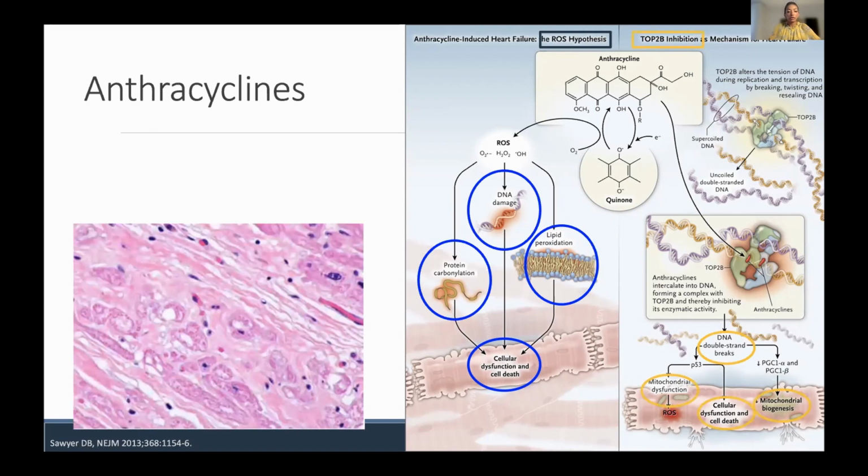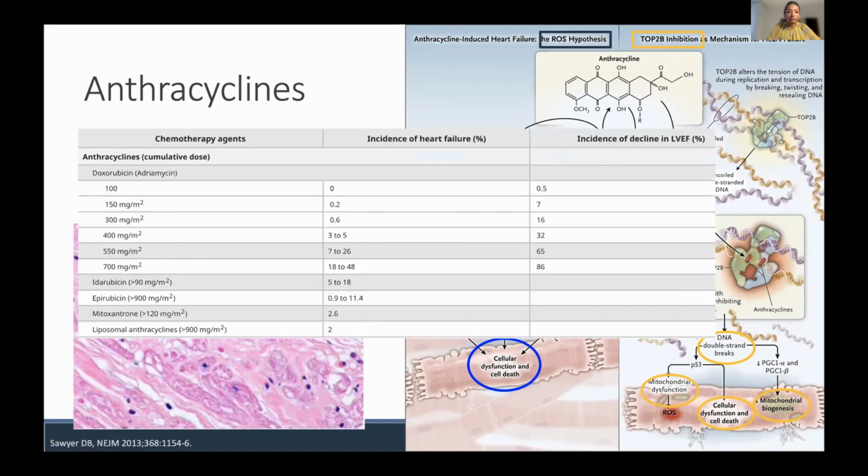This is a histopathology of anthracycline cardiotoxicity, of anthracycline-associated cardiomyopathy, and you're seeing myocyte damage, myocyte hypertrophy. There's vacuolization that we're seeing over here. That's a pathognomonic feature of anthracycline cardiomyopathy, this vacuolization, and then fibrosis.